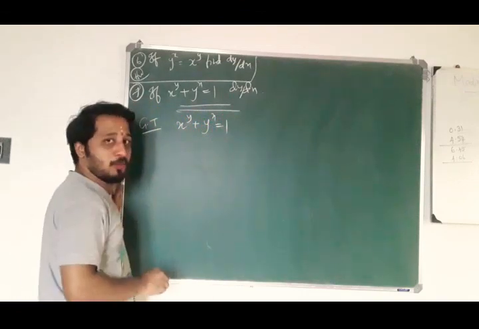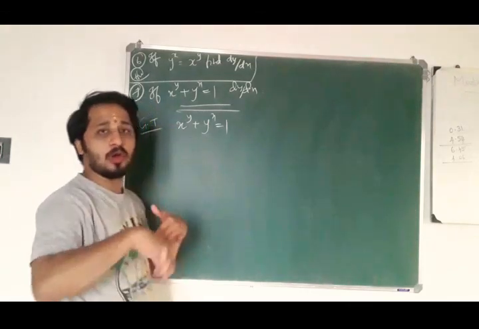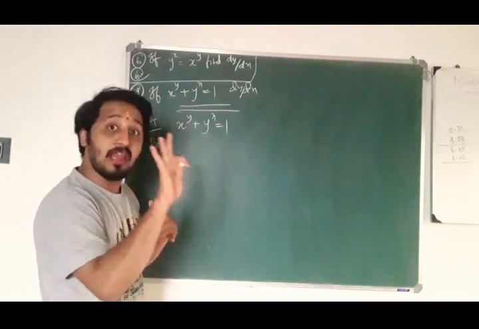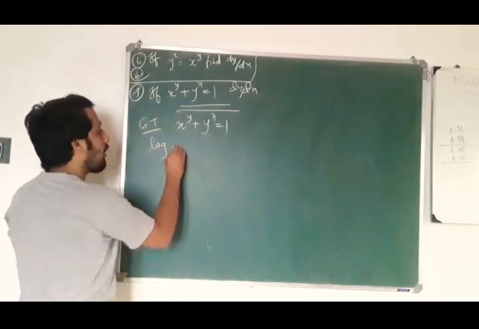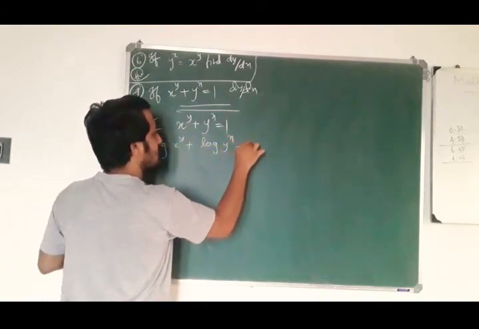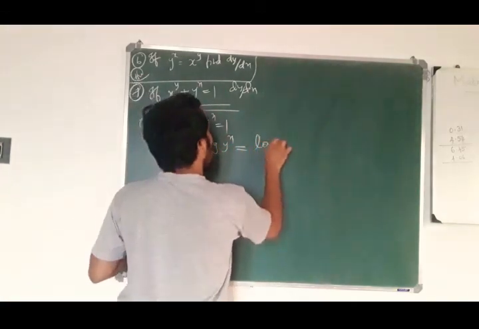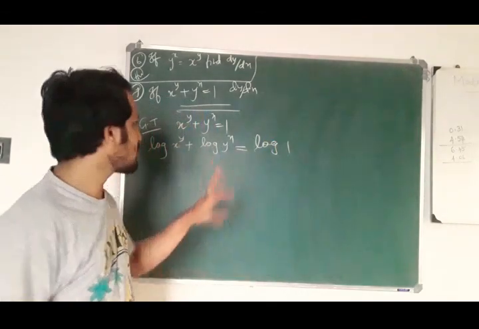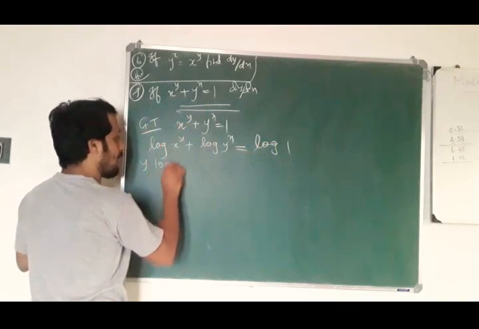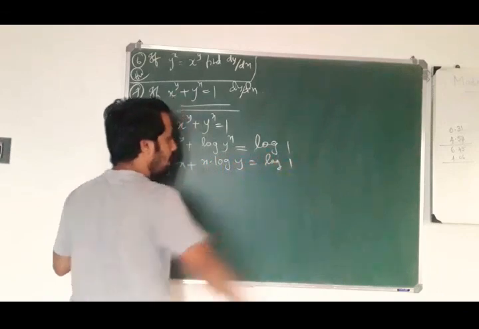So taking log on both sides, I am not taking u and v. I am going to differentiate directly with respect to logarithm. So taking log on both sides, log of x power y plus log of y power x is equal to log 1. You can take log 1 as well, because the derivative of a constant is 0 only. Now you can write y log x plus x log y is equal to log 1.